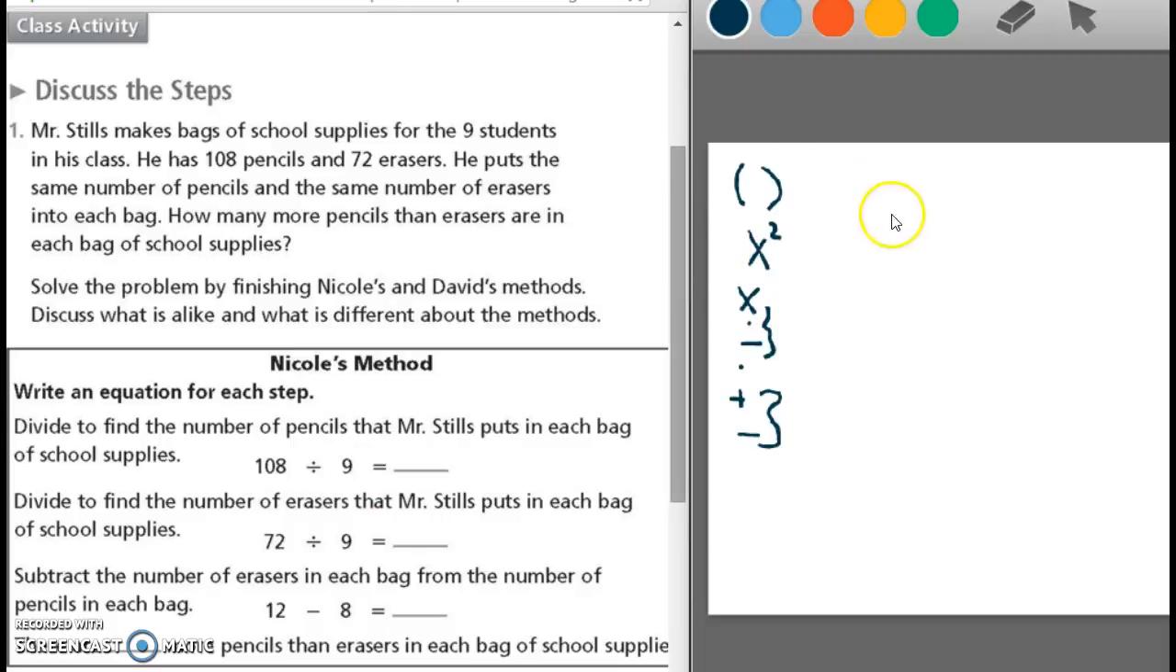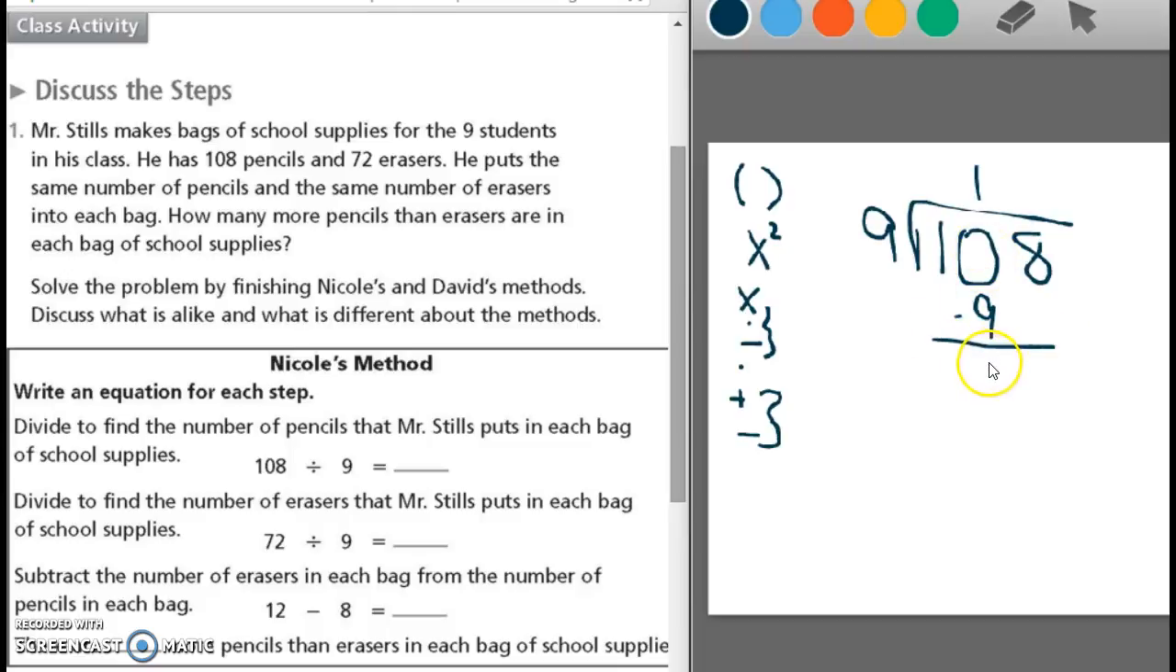So go ahead and we're going to do that math really quick. We're going to say 108 divided by 9. You should be solving this as well. So I should say 9 can go into 10 one time. 9 times 1 is going to be 9. I'm going to subtract. I will get 10 minus 9, which is 1.